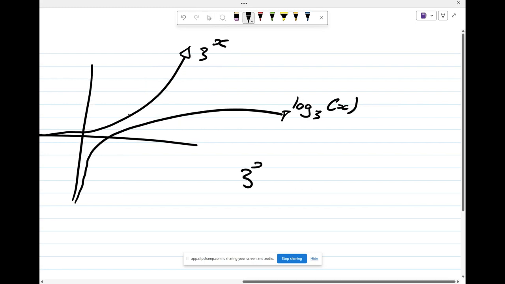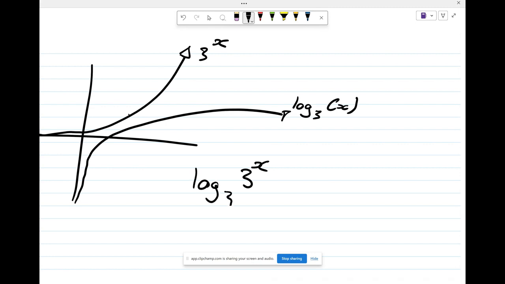So if we have 3 to the x here, what we can actually do is take log to the base 3 of all this, and this will kind of cancel with this, and we'll just be left with the x. So then you get this. You just get the x, and it'll equal something.